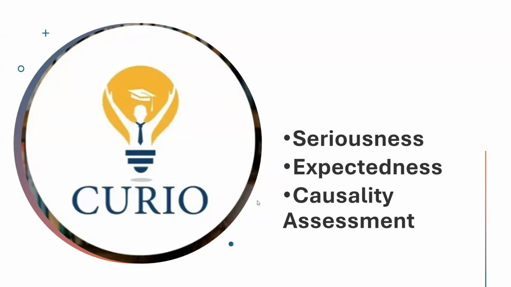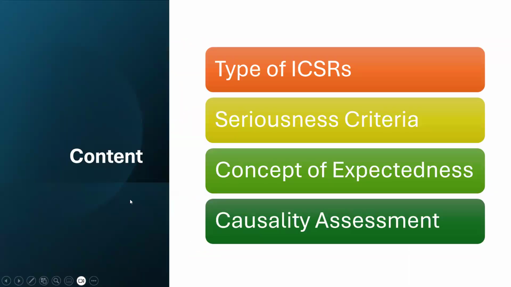Let's see what we will cover in today's class. The content for today's class is the types of ICSRs, what the various seriousness criteria are, the concept of expectedness, and the causality assessment, which is today's topic. We will talk around these topics only. Now let's move to the first topic, that is types of ICSRs.